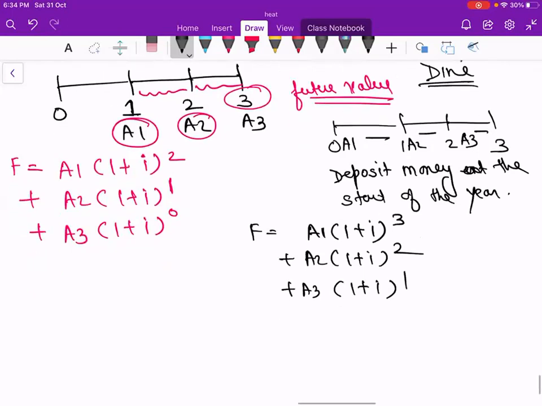Which will be greater, due or ordinary? For which will I get more interest? Due. Okay, very good. We will get more interest for the due system.